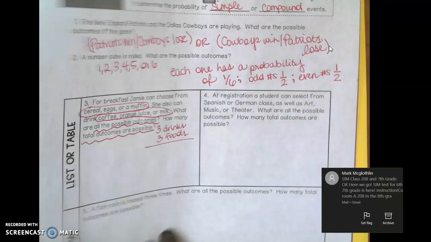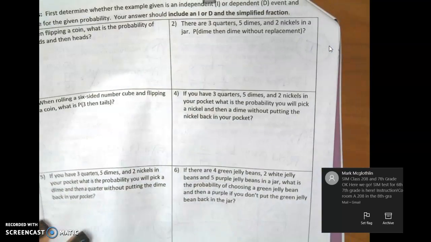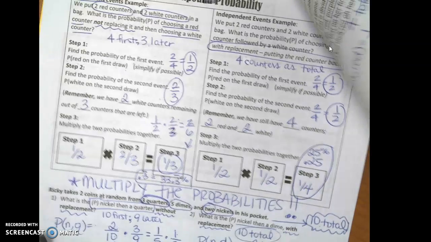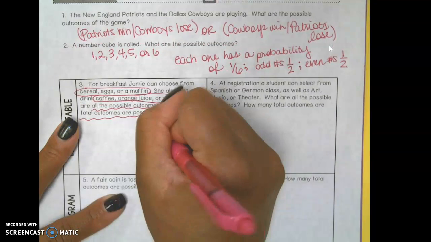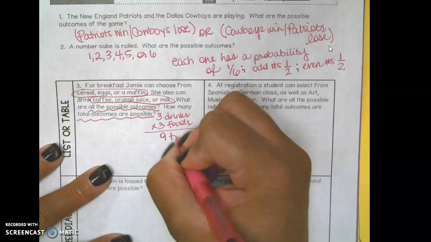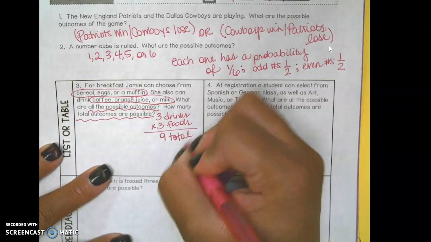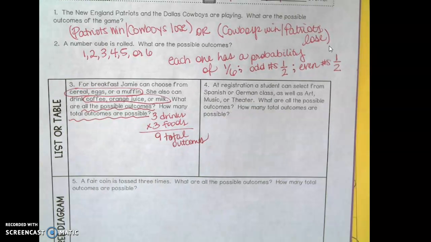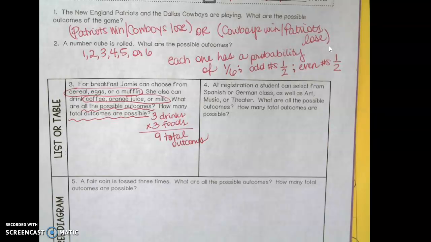What did I do in my notes? Look back. Go back. Say that again. Multiply. Thank you. What's 3 times 3? 9. It is not 6. 9 total outcomes. Okay, what's one potential combination? Start with the food and then pair it with the drink. Apple and coffee. There's no apple here.